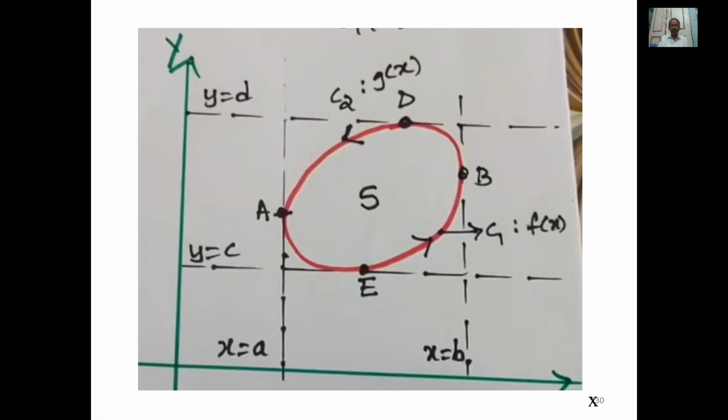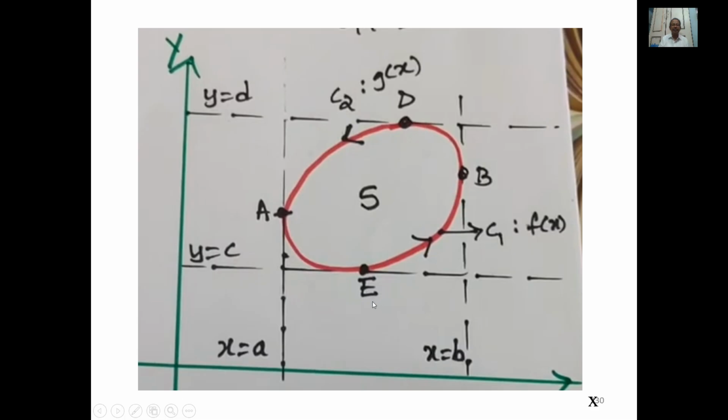And the description for the figure goes like this. We have a surface which is enclosed by a curve C, and there are two lines x equals a and x equals b, which are parallel to the y axis. And another two lines, y equal to c and y equal to d, are parallel to the x axis.